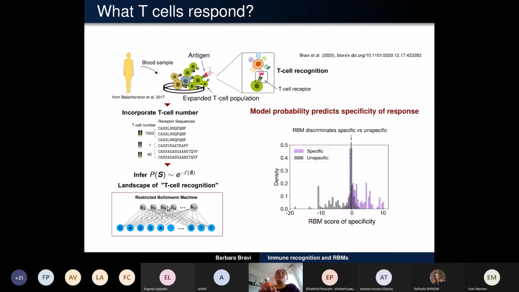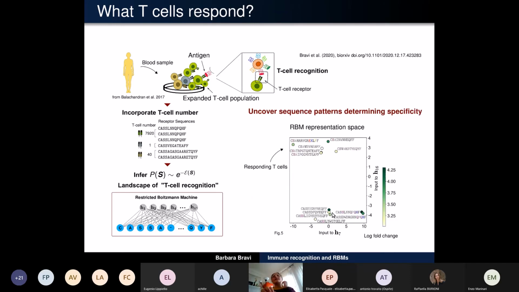So by these inferred probabilities, this time I can assign scores of specificity to the receptors that can discriminate the receptors that are specific to a certain antigen from the ones that are unspecific, that is, they recognize other antigens or they do not respond at all. And next I can again project onto the RBM representation space these responding receptors, precisely as I explained before, and this projection separates small clusters of receptors that share some sequence patterns that might be crucial for the binding at the molecular level, therefore providing precise input for additional validation of these sequence patterns.